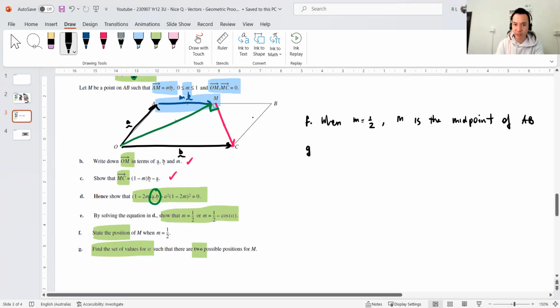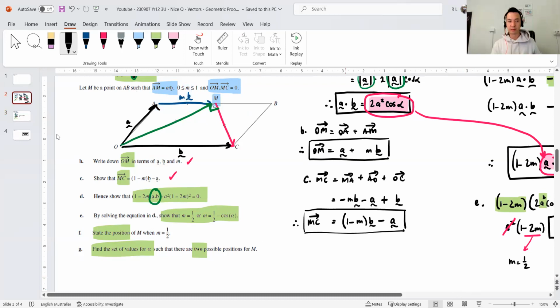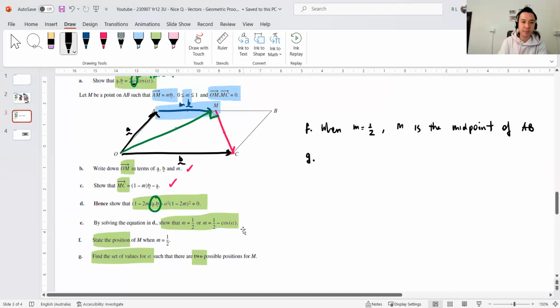Then what's G asking? Find the set of values for alpha when there are two solutions. Now, we can see from part E that, generally speaking, there's always two solutions, right? M equals a half and this. We want to now express alpha to the domain where there's two solutions, taking into account that within that range we can't have an answer equal to a half, because then there's only one solution. Because we know right now the answer is a half or something else. We don't want that something else to be a half, because then there's only one unique solution.